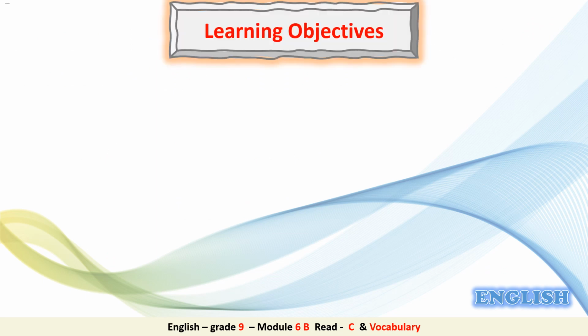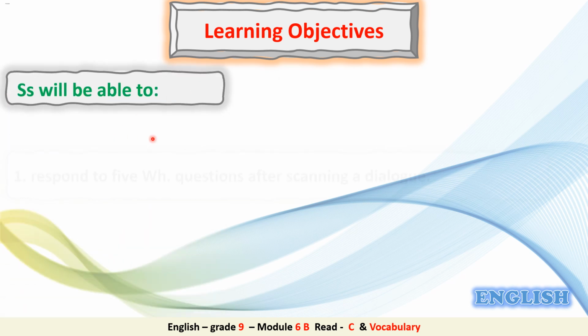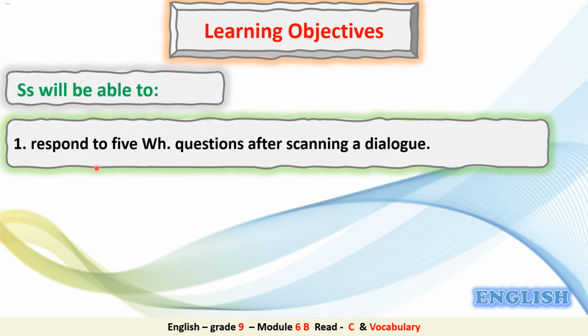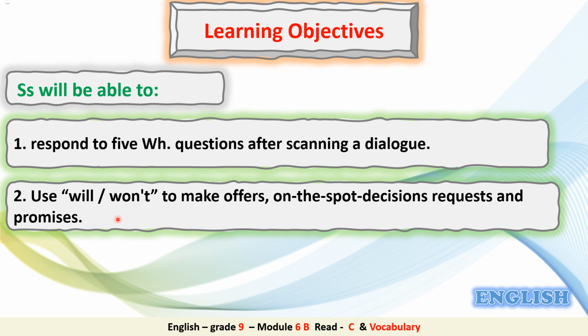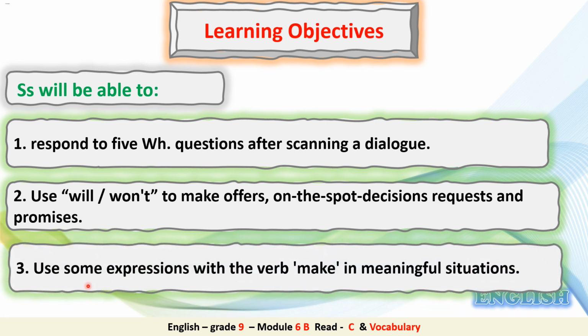First, let's have a look at our learning objectives for today. By the end of this lesson, students will be able to: 1. Respond to 5 WH questions after scanning a dialogue. 2. Use will, want to make offers, on-the-spot decisions, requests, and promises. And after that, use some expressions with the verb make in meaningful situations. Here we go.